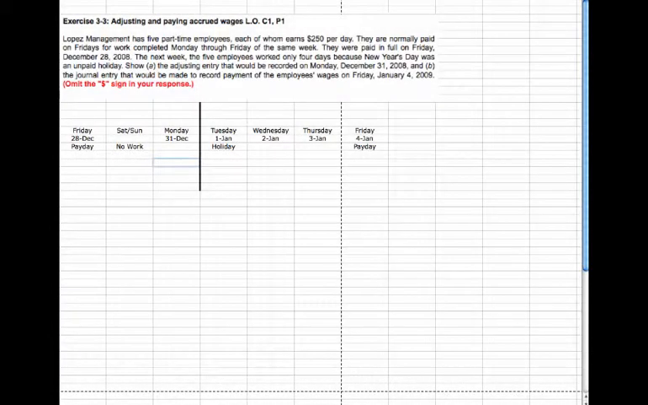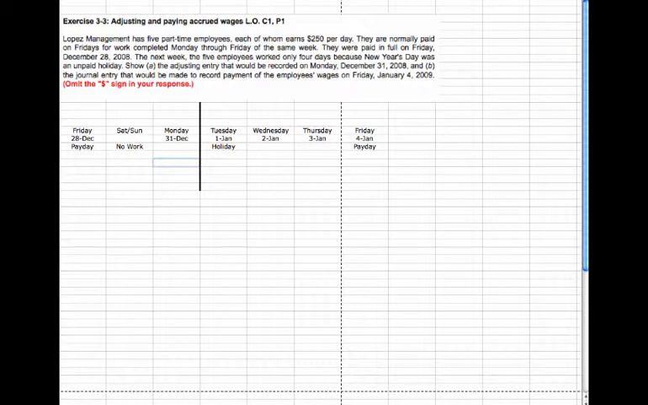This next problem, exercise 3.3, is a short little problem, but it illustrates the issue about timing and making sure that you recognize revenues and expenses in the correct period. Exercise 3.3 says that Lopez Management has 5 part-time employees, each of whom earns $250 per day. In other words, if I take 250 times 5 workers, I have to recognize $1,250 every day for the work they do if they work a full day.